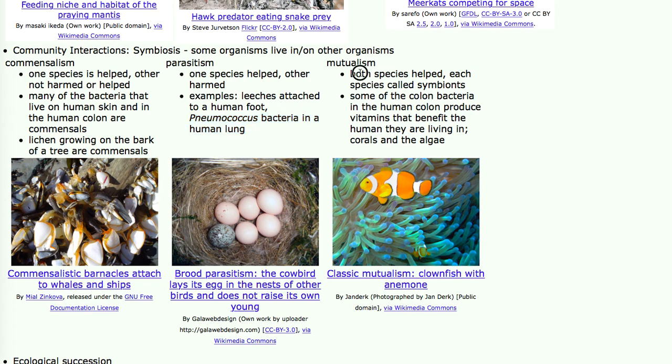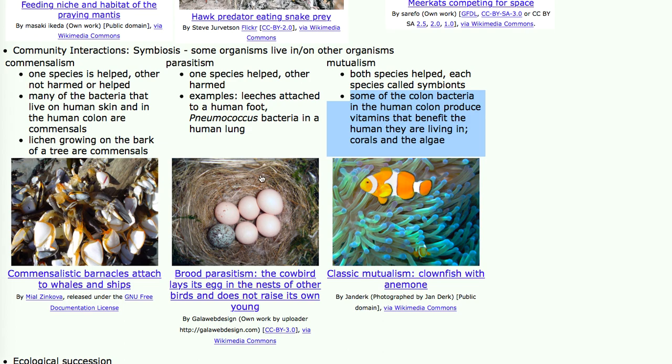Mutualism is where both species live intimately together and they help each other. Some of the bacteria in your colon make vitamins for you. So you're helping them by giving them food and a place to live, and they're helping you by giving you vitamins. So that's a mutualistic relationship. This is one of the best known mutualistic relationships of the oceans. This is a clownfish and the anemone that it lives on. The clownfish helps to keep the anemone alive and feeds it, and the anemone with the stingers keeps the clownfish safe, and it won't sting the clownfish.